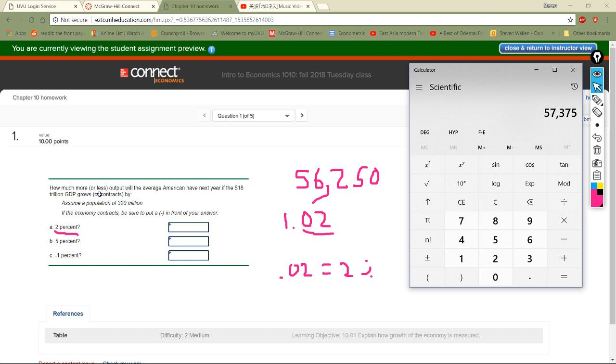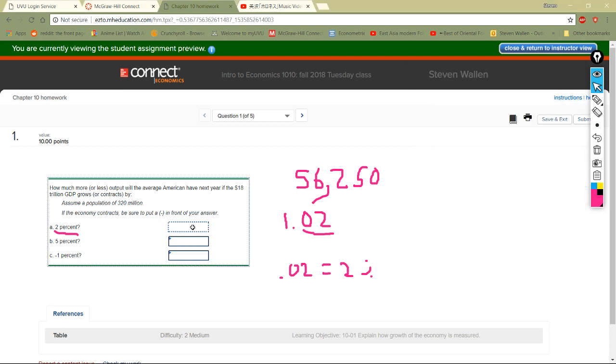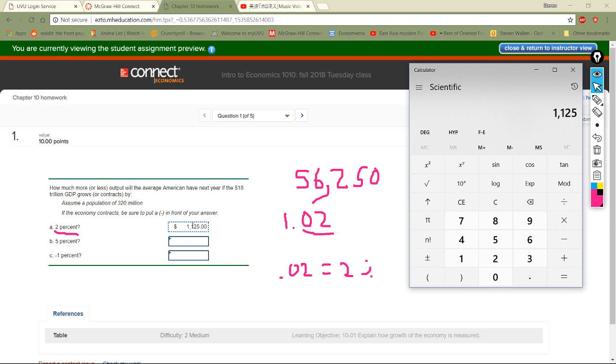No, more or less. So I gotta minus the original. Minus 56,250 equals 1,125. Let's put that in. 1,125. All right, that's the first one.